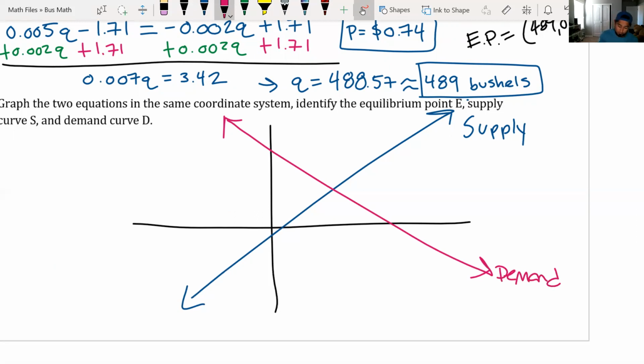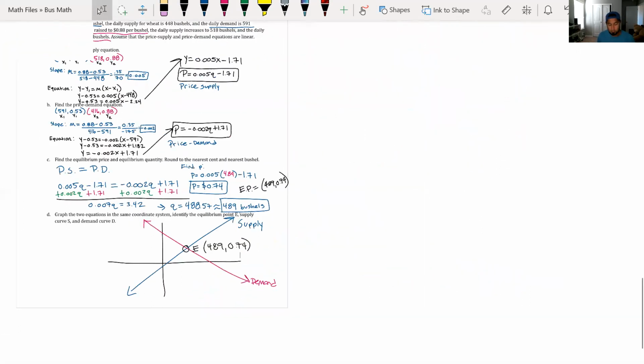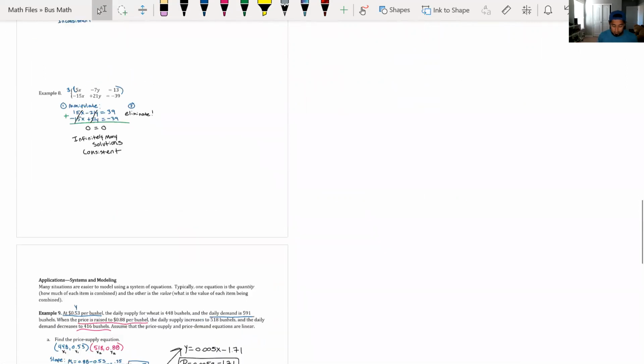And guess what? The point that they intersect at happens to be the equilibrium point. And that point is 489 and 0.74. That's it. Didn't have to be perfect. And that finishes 4.1.